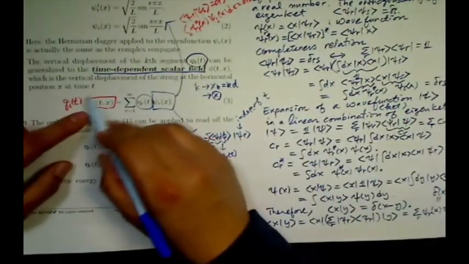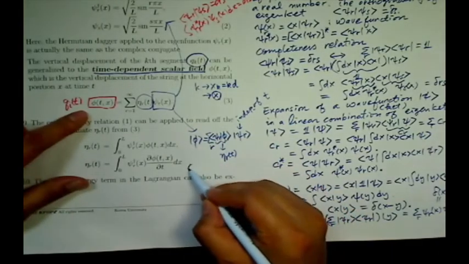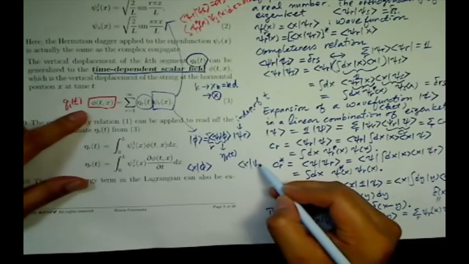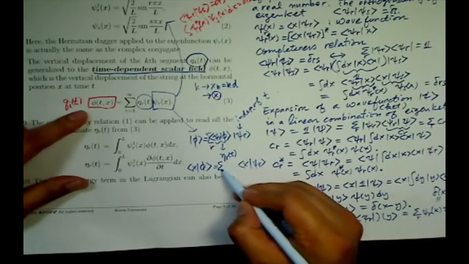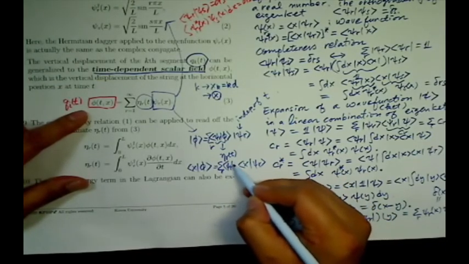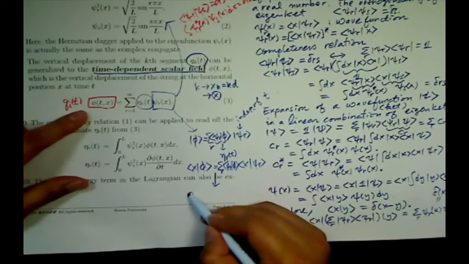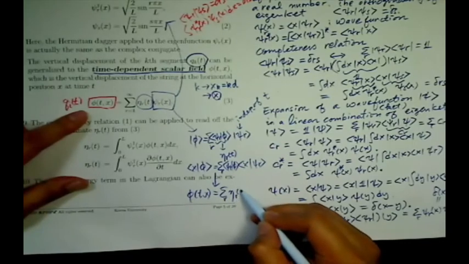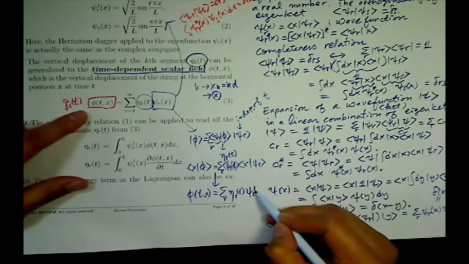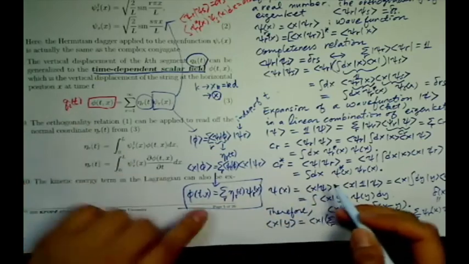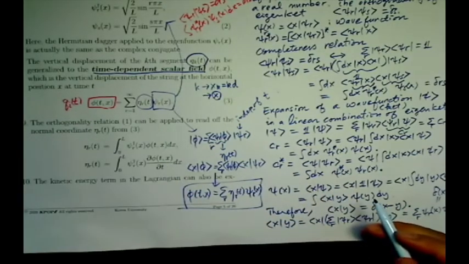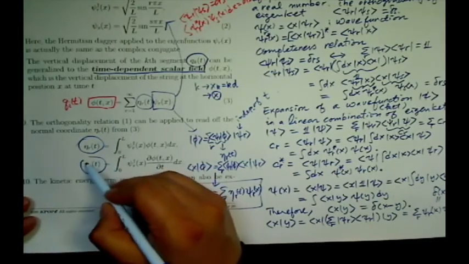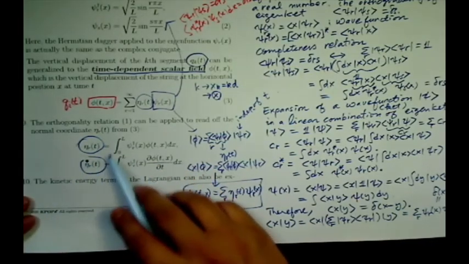And if I rewrite this one, what I do is just make an x projection. So phi_t of x equals the sum over r of the coefficient a_r of t times psi_r of x. All right? So finding the normal coordinate and its time derivative can be done in such a manner.